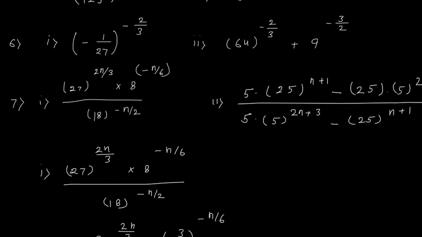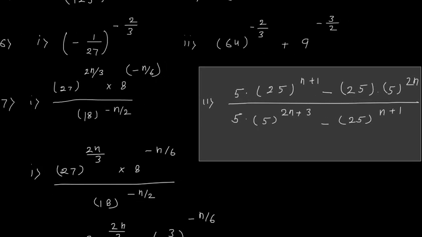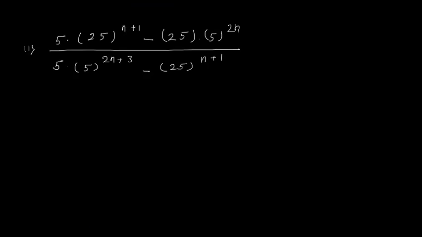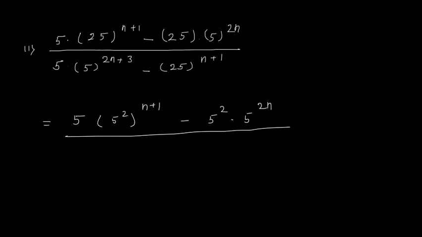And let us see the second question also. I will write the second question: 5 into 25^(n+1). Now this 25 can be written as (5^2)^(n+1), minus this 25 is 5^2 into 5^(2n), divided by 5 into 5^(2n+3), minus this 25 I will write as (5^2)^(n+1).